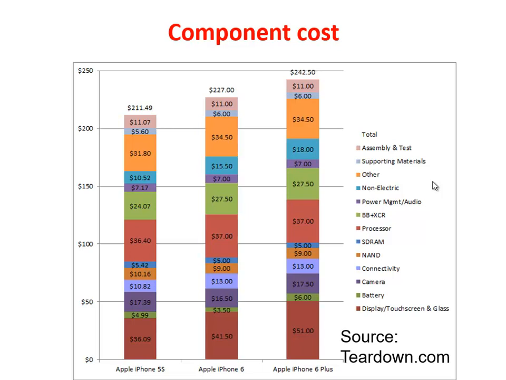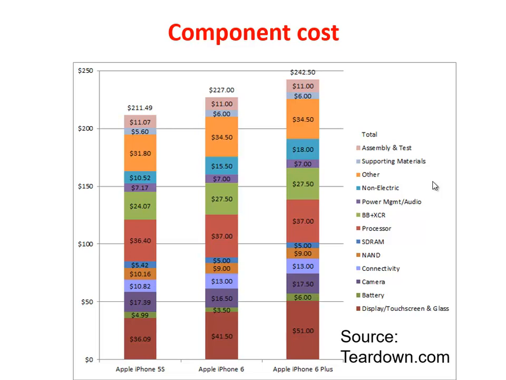The camera is not negligible. This is the camera. This is the NAND, the flash. Power management is $7, but it's not just the chip. You have two power management chips plus the audio and so on. So still microprocessor and display.